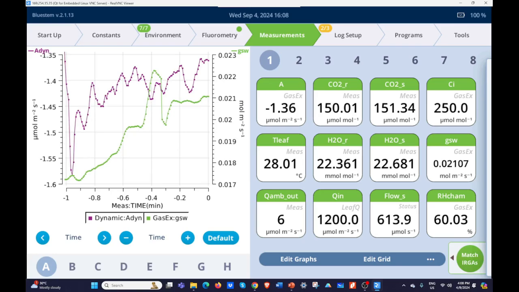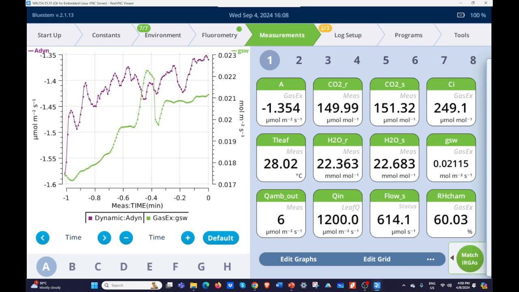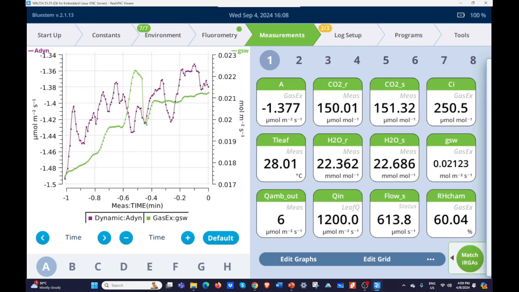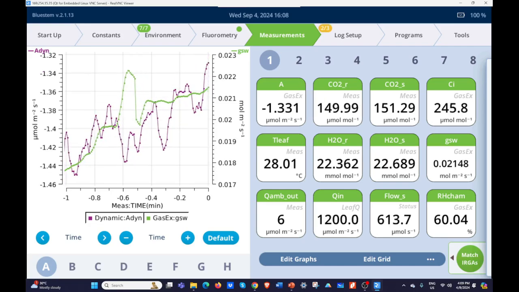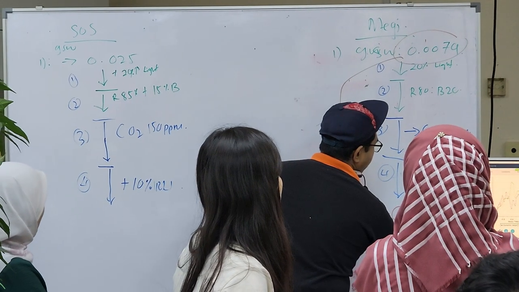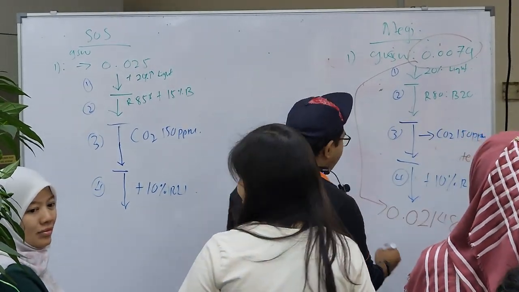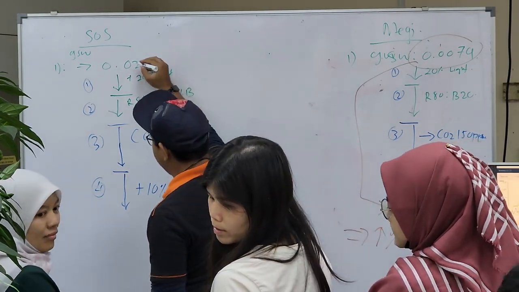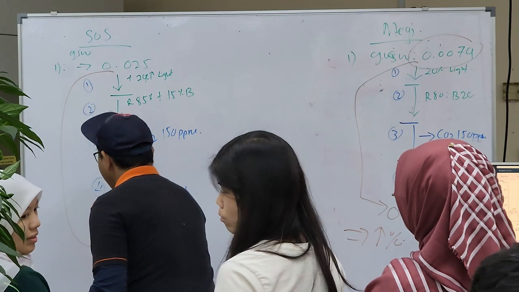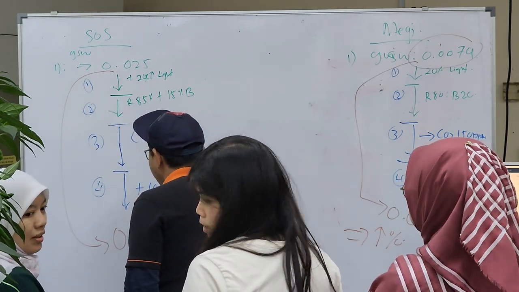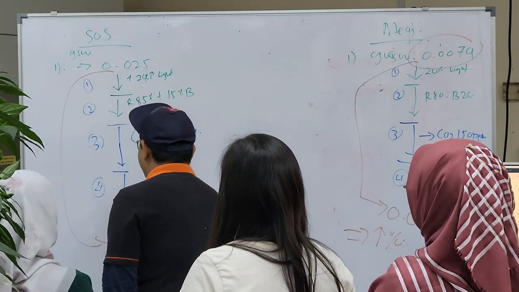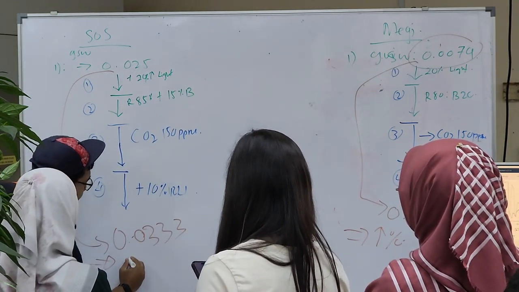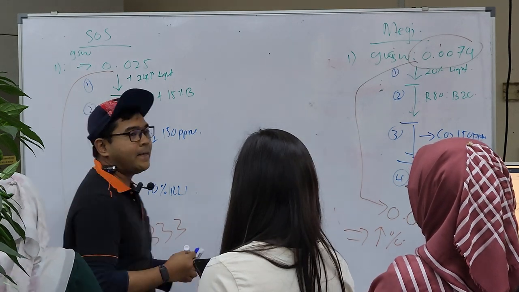Right. Okay, mari kita ambil group Maggie. Berapa, Maggie? 0.02148. Dah cukup lah. Tolong kira berapa percentage increase. Okay, this group berapa? 0.33. Itu je. Ada 0 lagi. Ambil 0. Kira berapa persen increase?